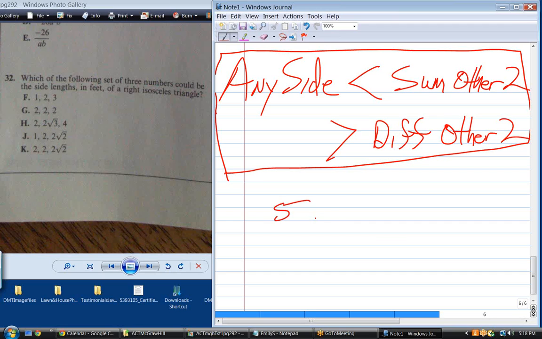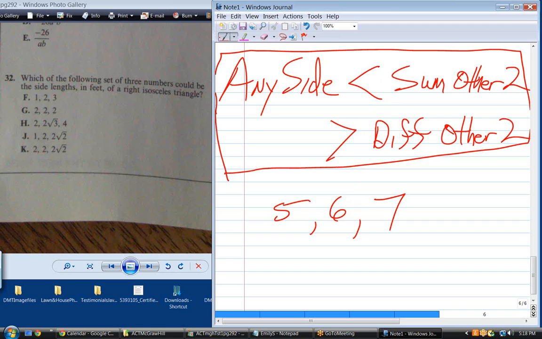In other words, if I said, can this be a triangle? Yes. 5 is less than 6 plus 7. 6 is less than 5 plus 7. And 7 is less than 5 plus 6. Also, 5 is greater than 7 minus 6, so it satisfies the second part. 6 is greater than 7 minus 5, and 7 is greater than 6 minus 5. So I can definitely have a triangle whose dimensions would be 5, 6, 7. It satisfies both ends of this for every side.